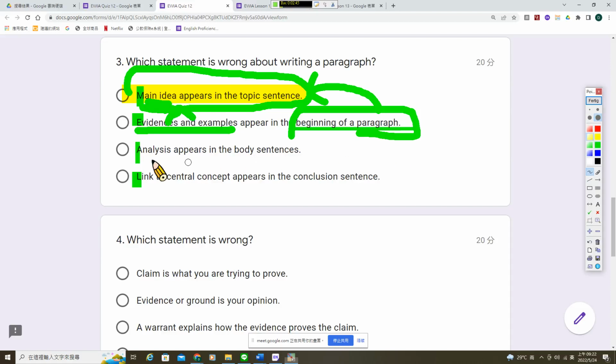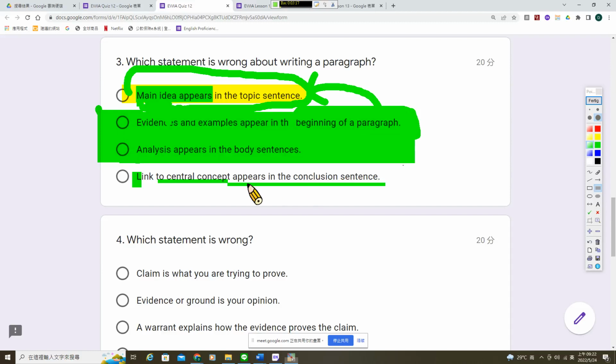And the next one is analysis. Analysis appears in the body sentences. So basically, evidences and analysis will appear in the body sentences, just used to support your main idea. And the last one is link. Link to the central concept appears in the conclusion sentence. So you can see that this is the topic sentence, and this is the body paragraphs, and this is the conclusion sentence, main idea. Okay, so this is meal plan.